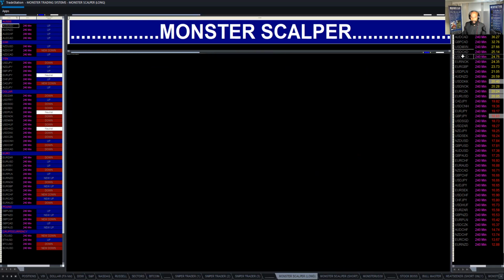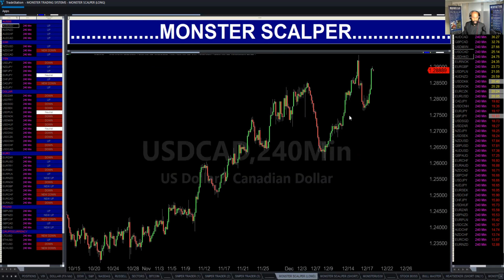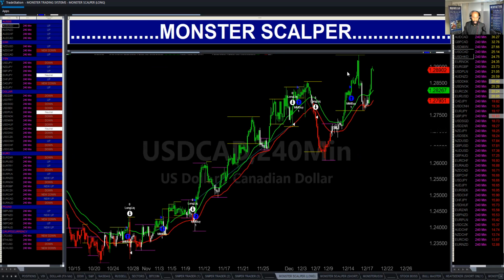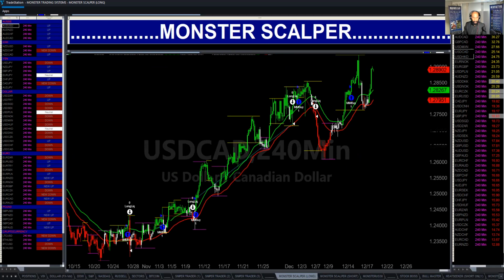And then the Dollar CAD, let's see what that's doing. The Dollar CAD was a buy signal here. Guess what, guys? It retraced and held support. It didn't break support like this one here. It held support, and now it's moving higher. So there's definitely something going on with the CAD pairs.